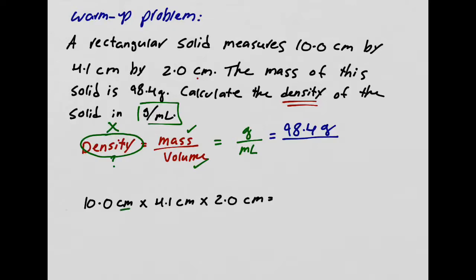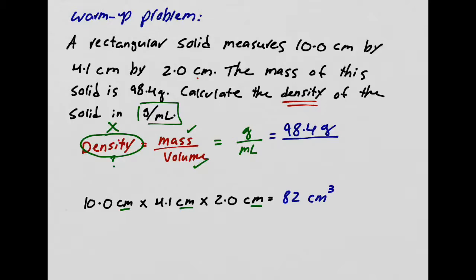Now centimeter times centimeter times centimeter. If you plug that into your calculator, just remember we always have to care about significant figures also. What I end up getting is 82 centimeter cubed. Why is it centimeter cubed? Because I have centimeter times centimeter times centimeter, so I end up with centimeter cubed. Okay, so this is great.